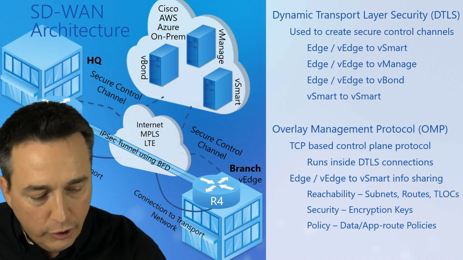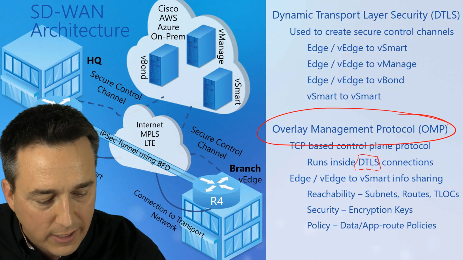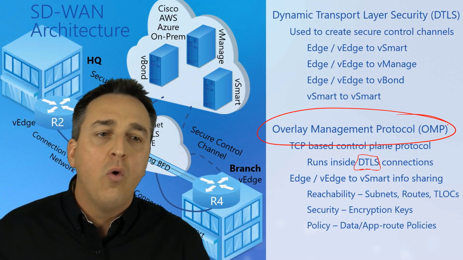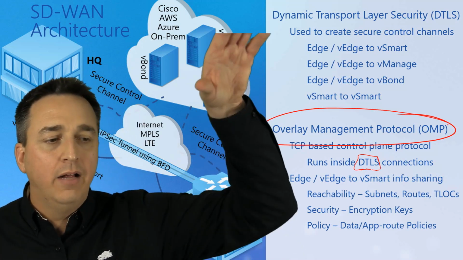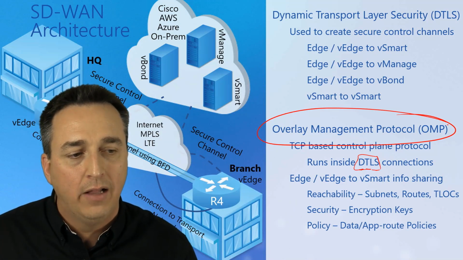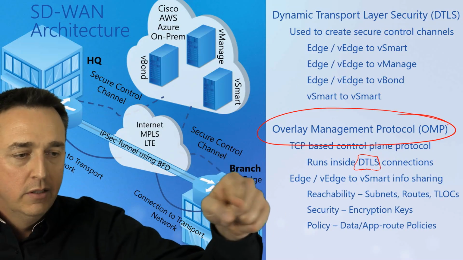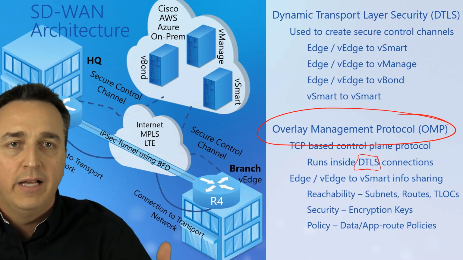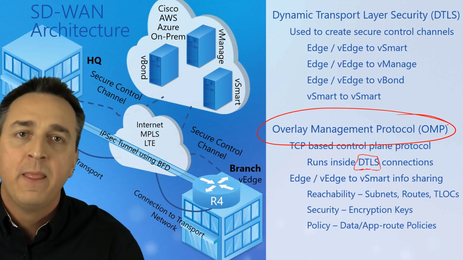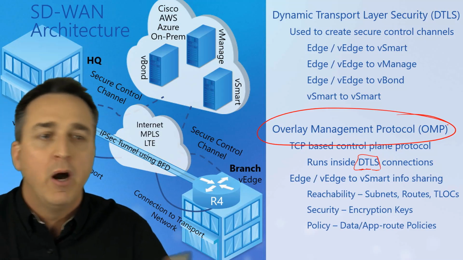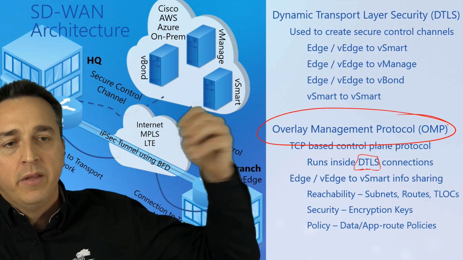And we are using this protocol inside of a dynamic transport layer security connection. So how is OMP being protected? Inside of dynamic transport layer security, DTLS. DTLS is going to be used to create secure control channels between edge or vEdge devices to vSmart, edge or vEdge devices to vManage, edge or vEdge devices to vBond. And if you have multiple vSmart controllers, vSmart to vSmart controllers. We use dynamic transport layer security connections.